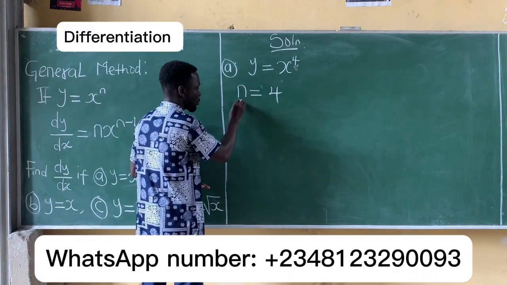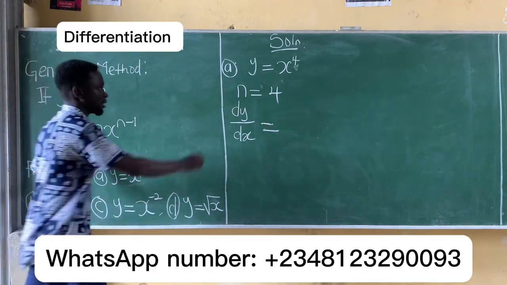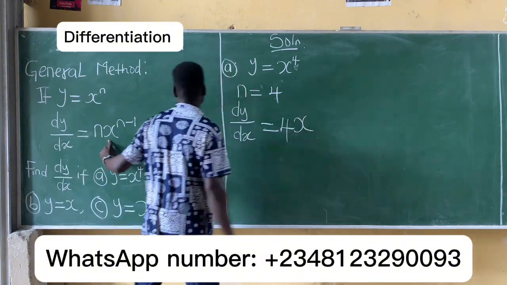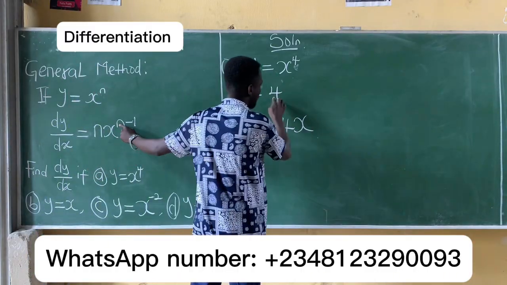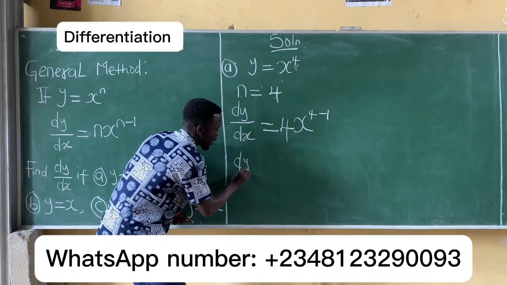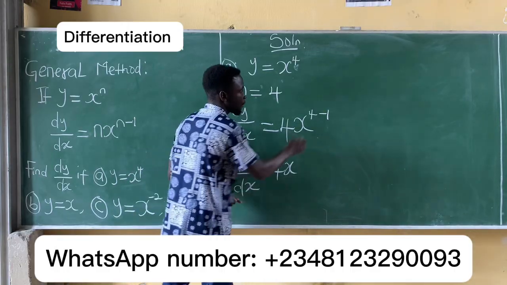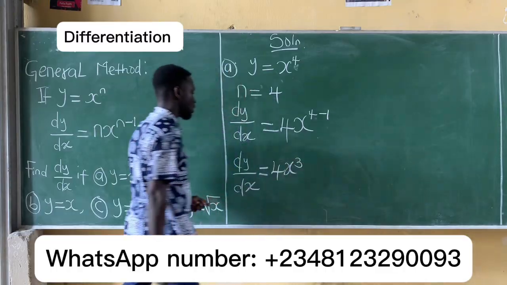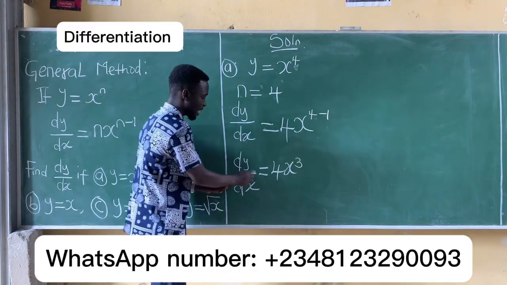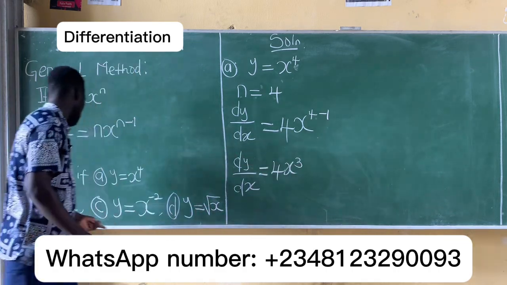We say that dy/dx here will be equal to n, which is 4, multiplied by x, then n minus 1, so it becomes 4 minus 1. So this will give us dy/dx equal to 4x, and 4 minus 1 will give us 3. So therefore, if we differentiate y equal to x raised to the power of 4, our dy/dx will be equal to 4x raised to the power of 3. So this is how we solve for the first one, which is A.